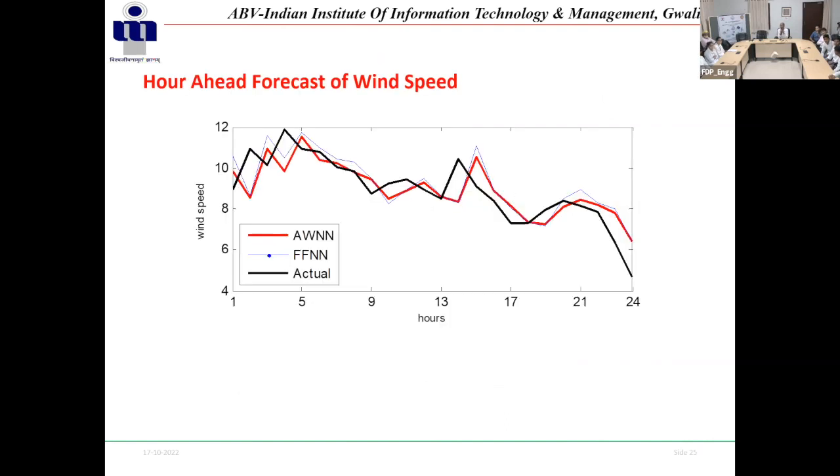You can say how much error we are getting. Huge error. Here I forecasted only wind speed, and the actual is applied. In the forecasting, the AWNN, in red, the peak is covered, but the FNN is not giving it, and a lot of errors are there. So that error is not justifiable.